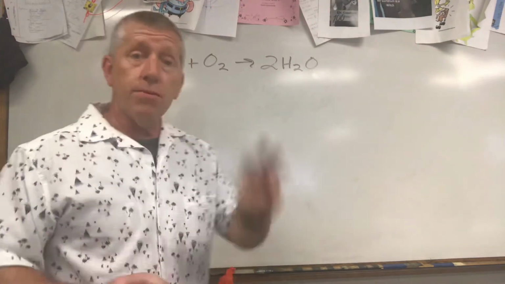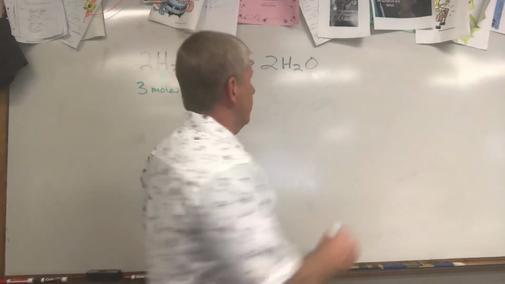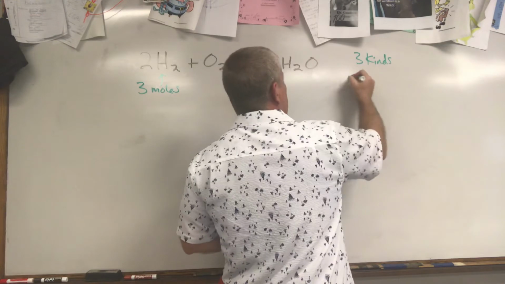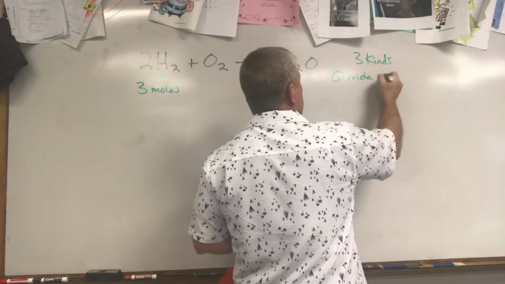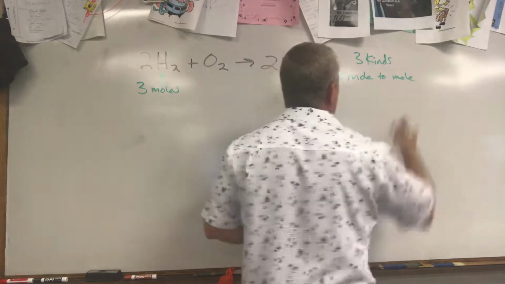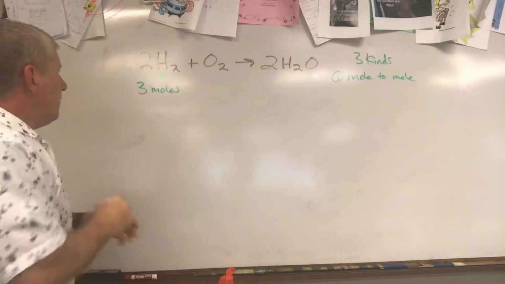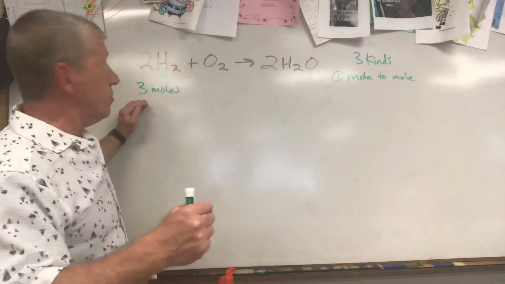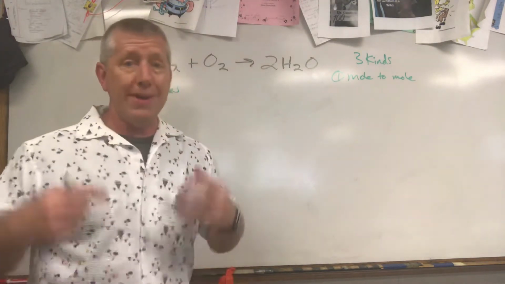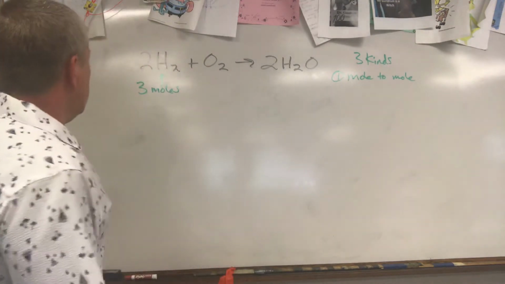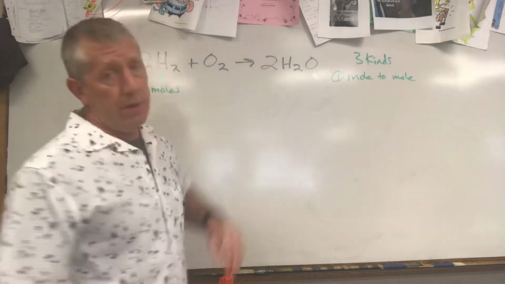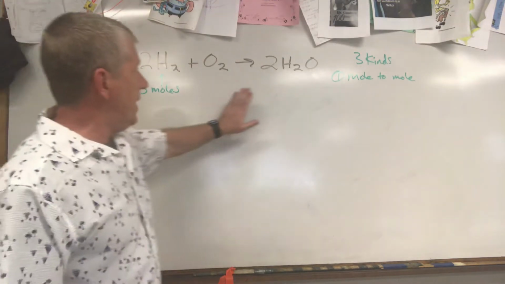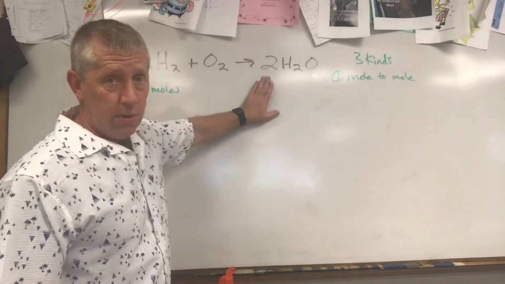stoichiometry problem. There are 3 kinds of stoichiometry problems. 3 kinds. Put them right here. 1, mole to mole. And that's the easiest kind to do. If you know the balanced reaction and you know how many moles of one thing you have, you should be able to predict how many moles of the other thing you're going to need. All right? So 3 of these should make 3 of those. 8 of these should make 8 of those. Okay, that's a 1-to-1 relationship.